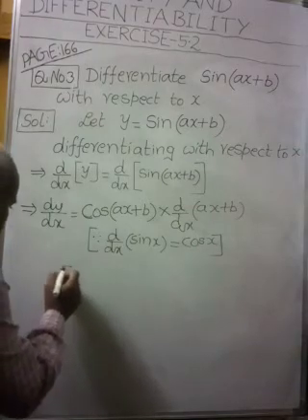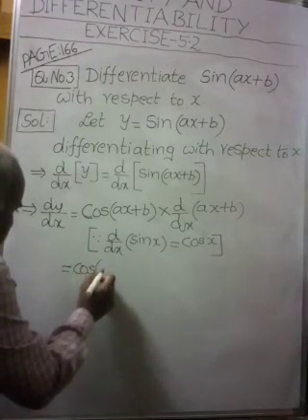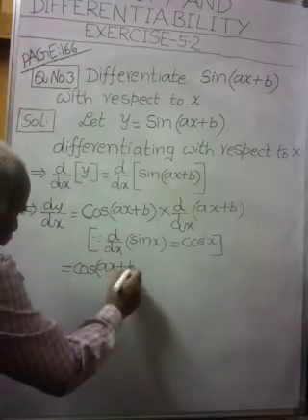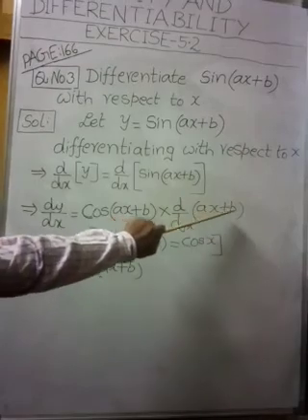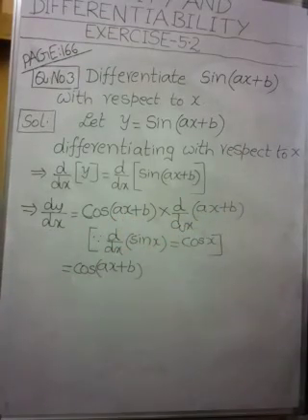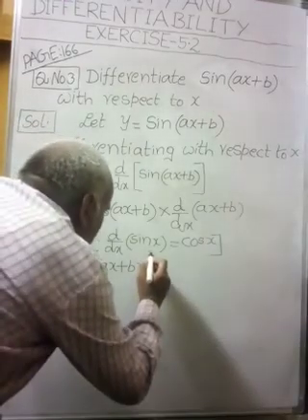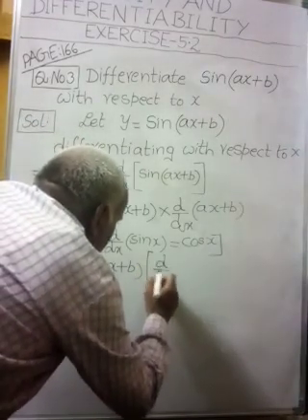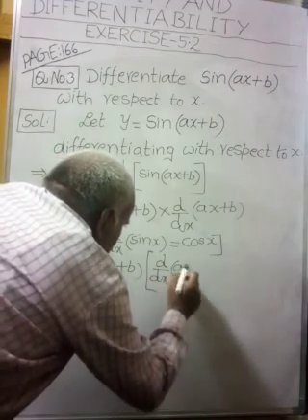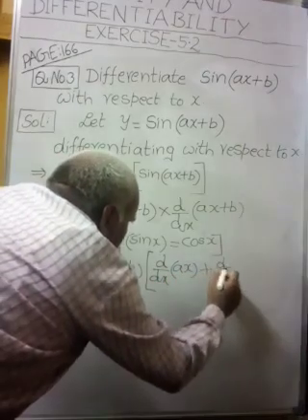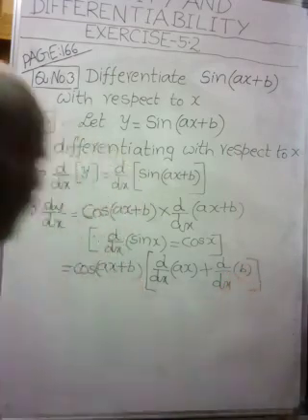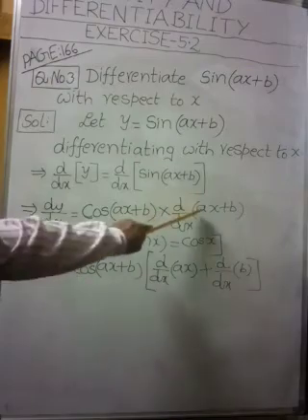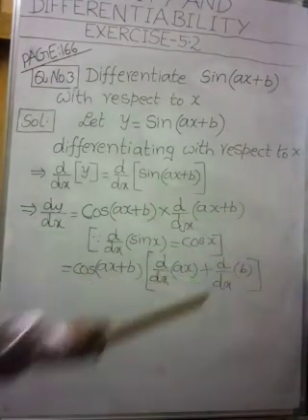Right. This is equal to cos of ax plus b. We write this part as it is. Now we have to differentiate this function. Here the plus symbol is there, so we can differentiate the terms separately. So d by dx of ax plus d by dx of b. We are differentiating these two terms separately. Understood this step, my dear children?